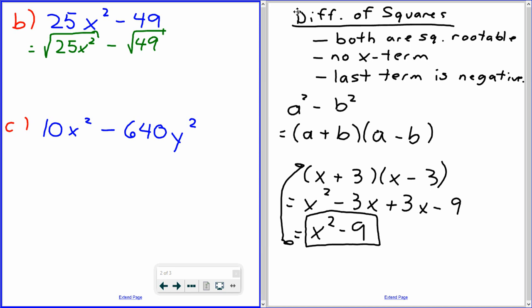Okay, so I'm going to pick on someone. What's the square root of 25x squared, please? Okay. And what's the square root of 49? One's plus, one's minus, it doesn't matter what order you do. So that's difference of squares, square rooting. Is everyone getting this, good on this?